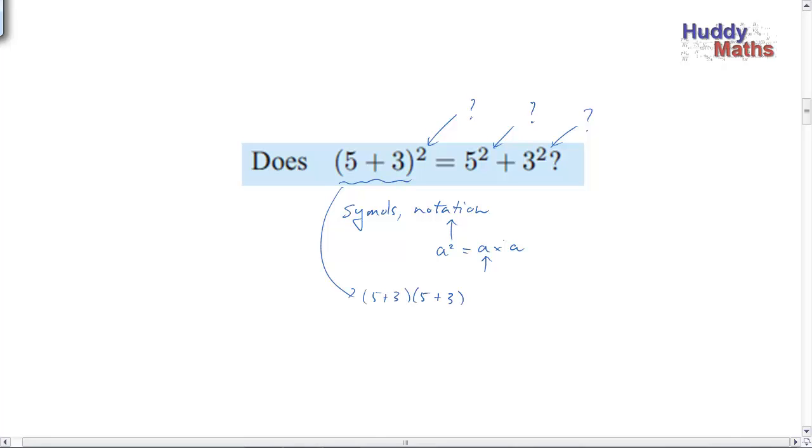Okay, so pause the presentation. Are those two equal? It seems reasonable, sort of, to say that they would be, but are they? Pause it and see if you can work it out.